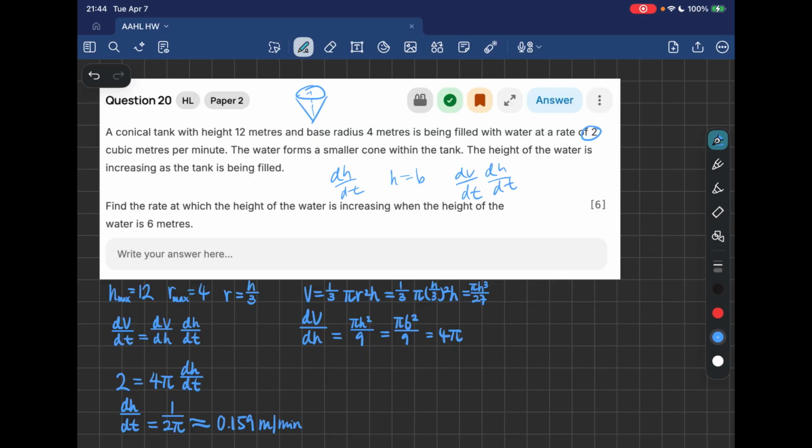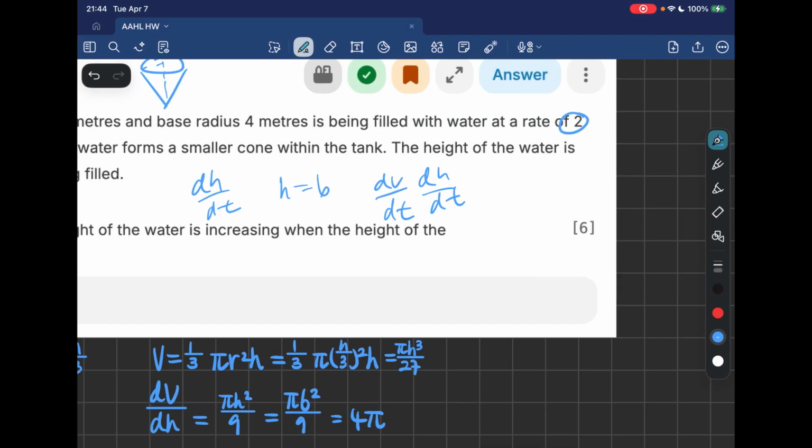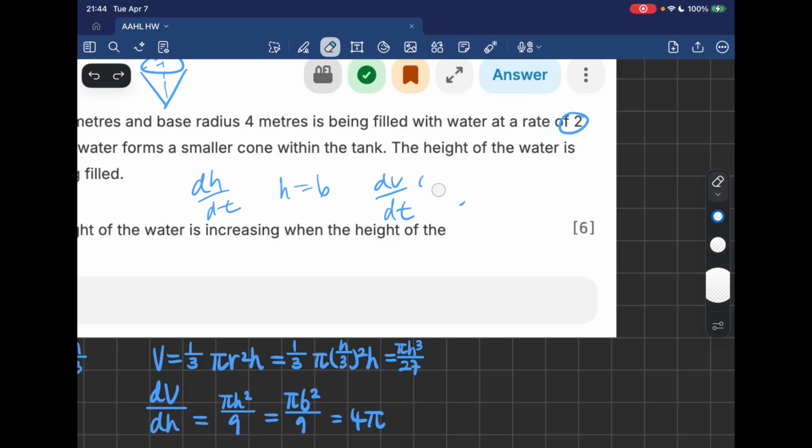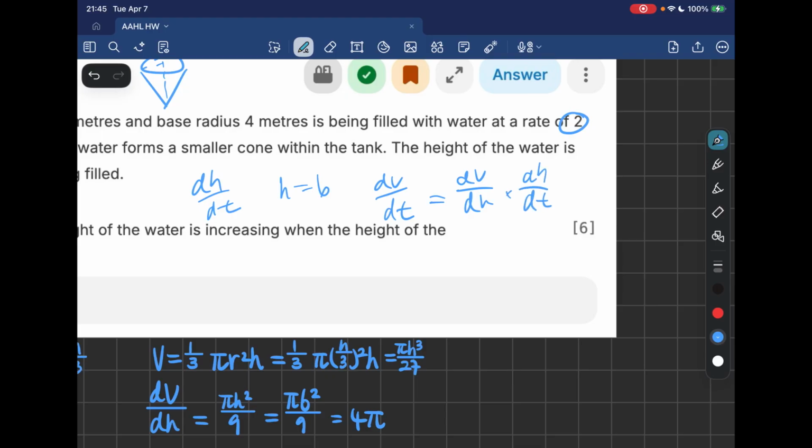So we can bridge them. Well, how do we bridge them? We can make dV over dt equal to dV over dH times dH over dt, because we're getting rid of dH, so it has to be in the numerator and denominator of two separate fractions, right?